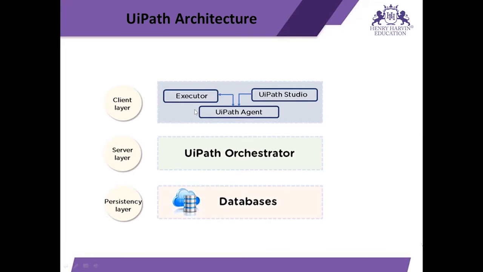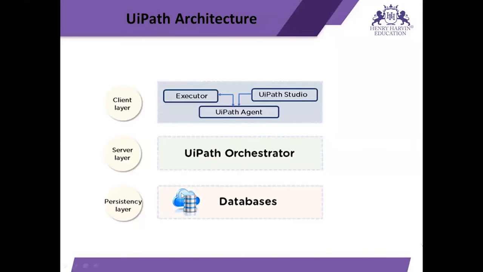After this layer, the next layer is the server layer. This server layer is constituted of UiPath Orchestrator. UiPath Orchestrator provides the three important services of monitoring, controlling, and managing to all these three components working in the client layer. The third layer is the database layer or persistency layer, where all the database related to packages and the workflows which we have created, and everything else, will reside.